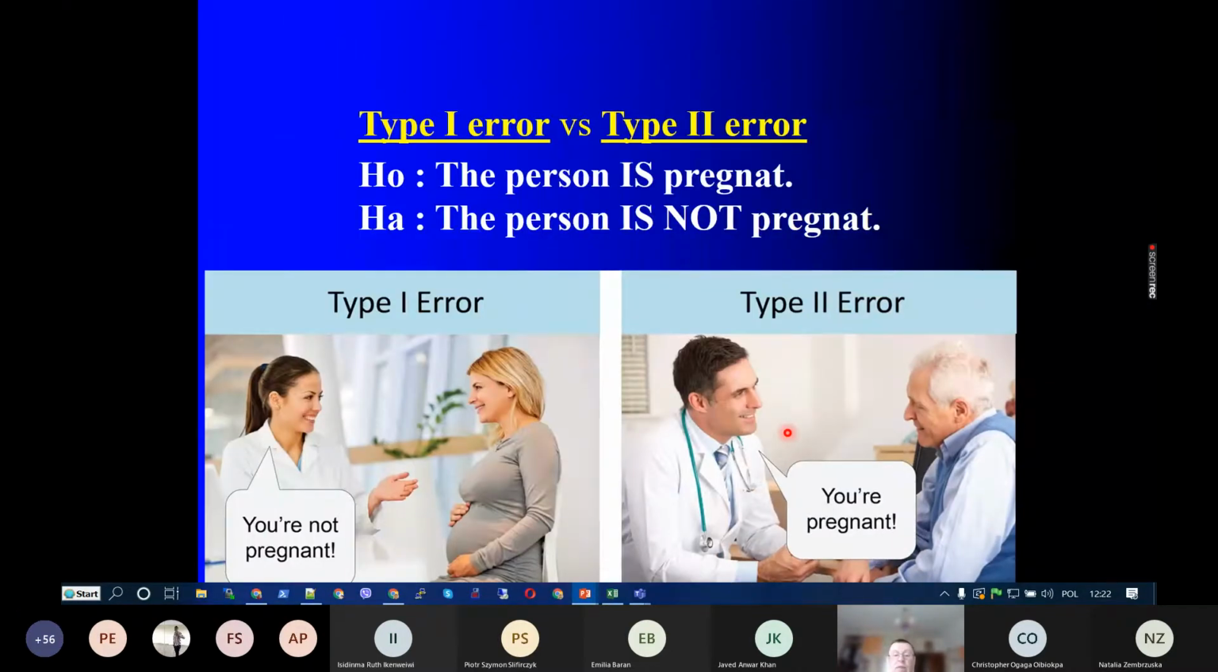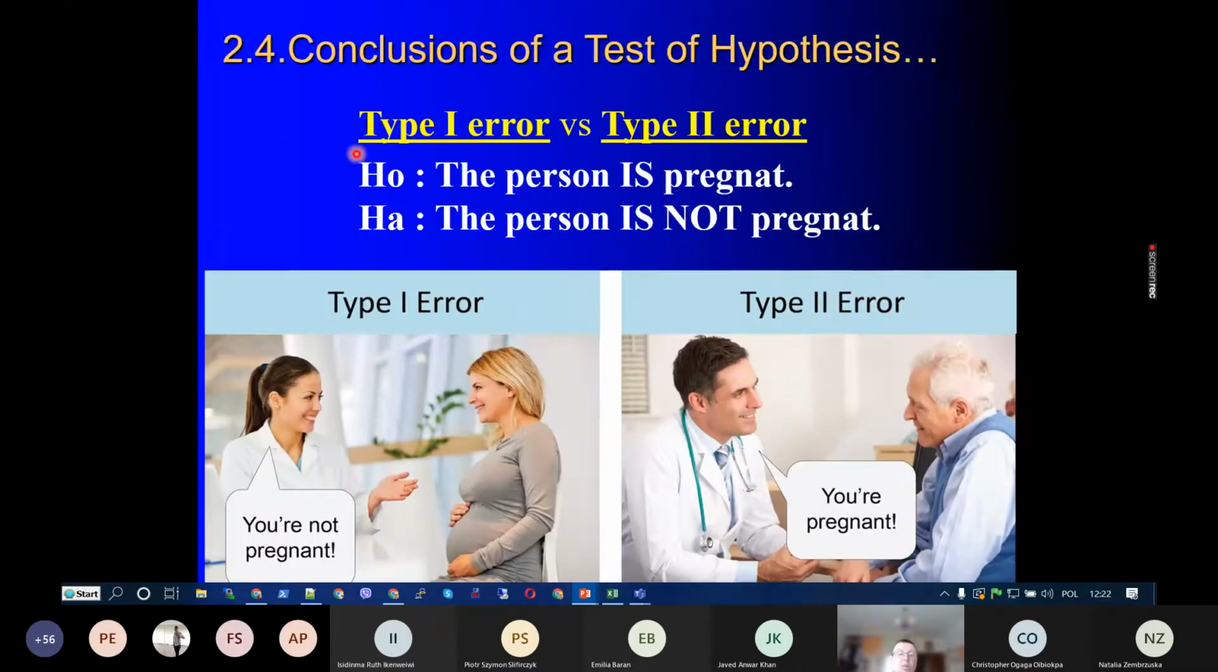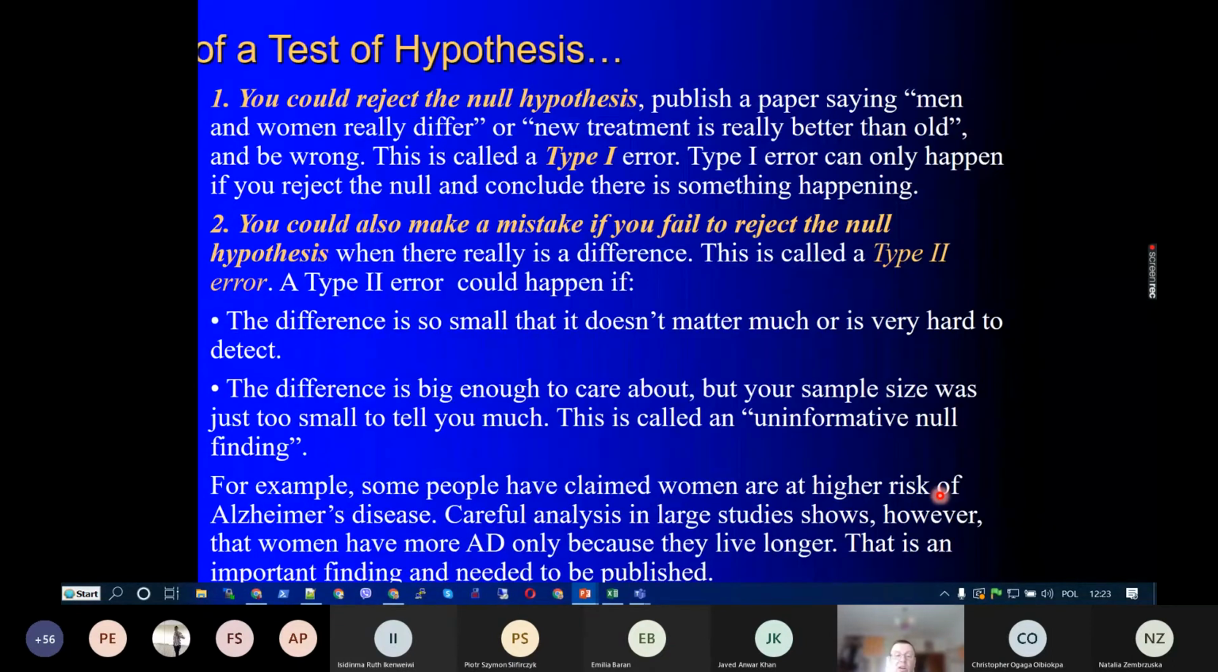That can be seen very easily, like this: when we decide the null hypothesis is that the person is pregnant and the alternative is that the person is not pregnant, it could be funny in some way, but reality is not so funny. And in reality, when we deal only with a numerical data set, it's very difficult sometimes to identify the situation when we fall into one of these errors.